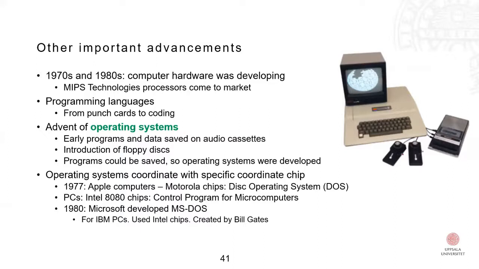Operating systems are specific to the chip that makes the computer. For example, Apple computers have their own operating system. At that time they had Motorola chips, and they had an operating system which was called DOS, which stands for Disk Operating System. Then the PCs were introduced by Intel that had Intel chips, and they had their own operating system. And Microsoft developed its own operating system, which was called MS-DOS for IBM PCs.